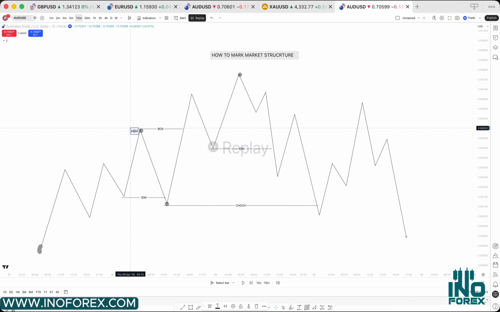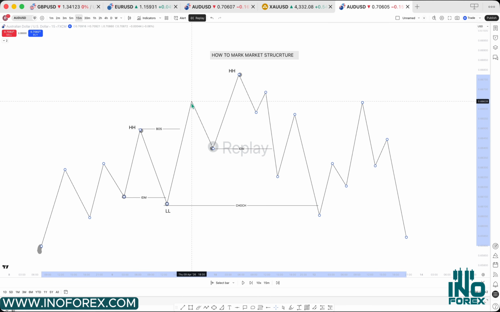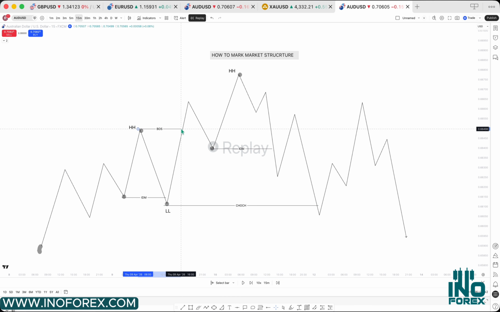This is higher high. This is lower low. And this is higher high. We mark break of structure when the market takes higher high, and we mark change of character when the market breaks lower low and crosses below the low. And even on the break of structure, market must cross above the high. I'm going to show you all those things on the red chart.